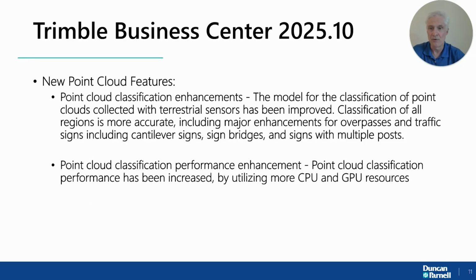All right, a couple other new point cloud features. Classification enhancements. The model for the classification of point clouds collected with terrestrial sensors has been improved. Classification for all regions is a lot more accurate, including some major enhancements when you're dealing with overpasses and traffic signs that include cantilever signs hanging over roads, signs that are on bridges, and signs with multiple posts. It used to look for a sign with a single post. Now it understands that signs along highways can have 2 posts on them as well, or maybe even 3 posts, right?